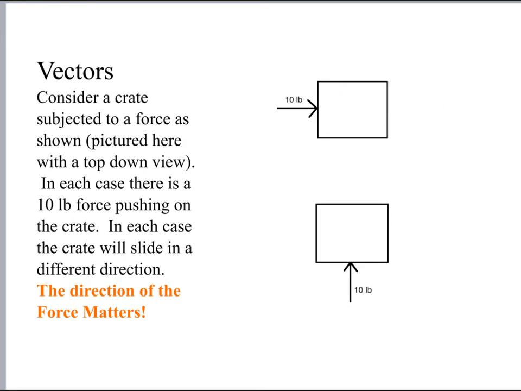But if I take that same 10 pounds of force and apply it from a different direction, the crate is going to slide in a different direction. It'll slide in the direction that the force is being applied. So in each of these cases, I'm pushing on this crate with 10 pounds of force. That's my single number, but I get two very different results. And the reason for that, when you're talking about vector quantities, the direction is important. The direction matters.